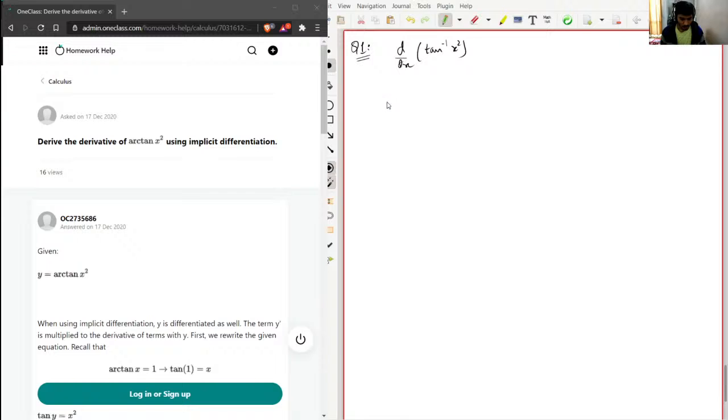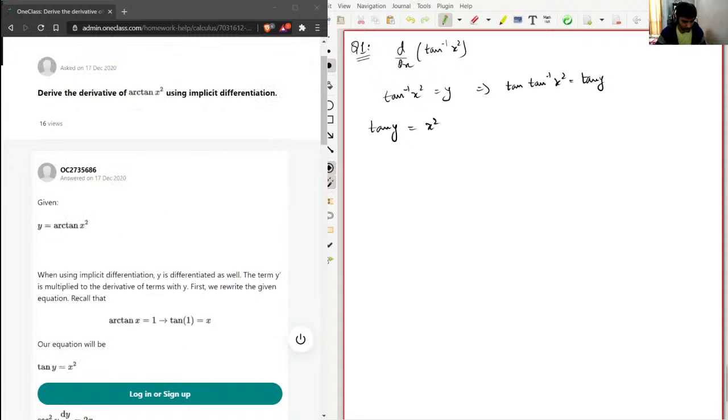So what we do is we say tangent inverse of x square, the function, is equal to, let's say, y. Now we take tangent on both the sides, so this will become tangent of tangent inverse of x square equal to tangent of y, and this tangent inverse will vanish, and we'll have tangent of y as x square.